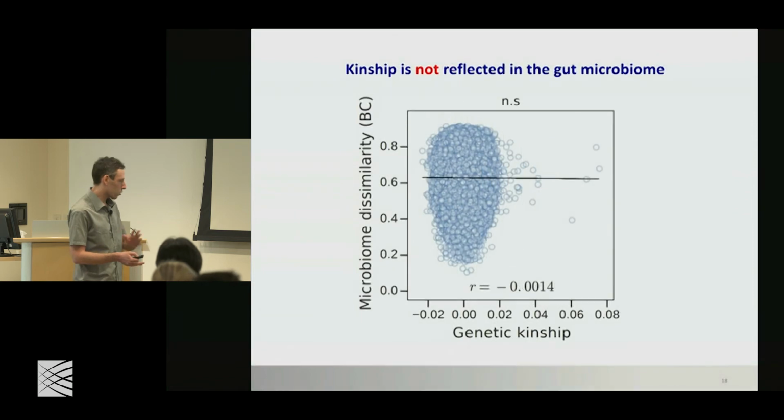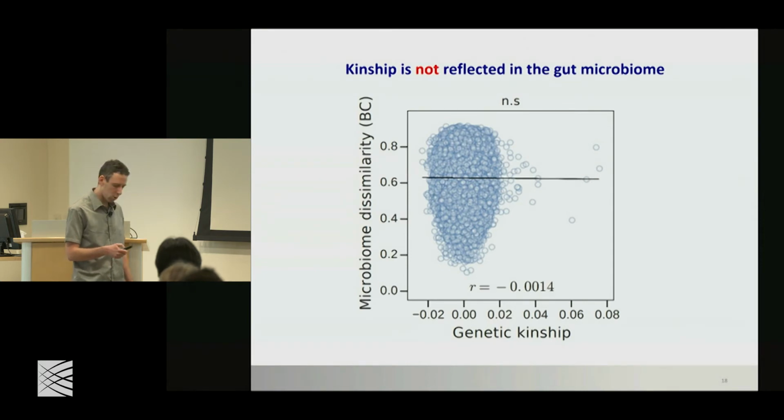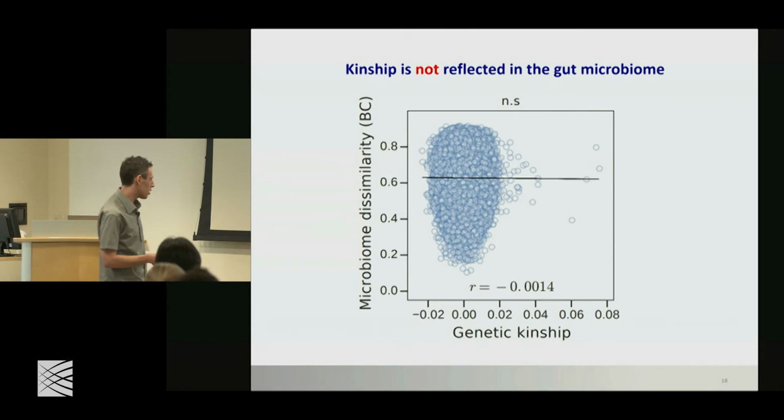And so we forgot about the ancestry, and we just computed the genetic kinship between every pair of individuals. What you can see here is that every circle is a pair of individuals, and on the x-axis, we can see genetic kinship, which is a common measure of genetic similarity.